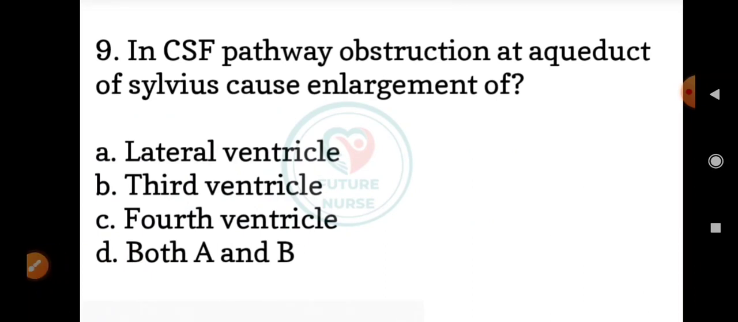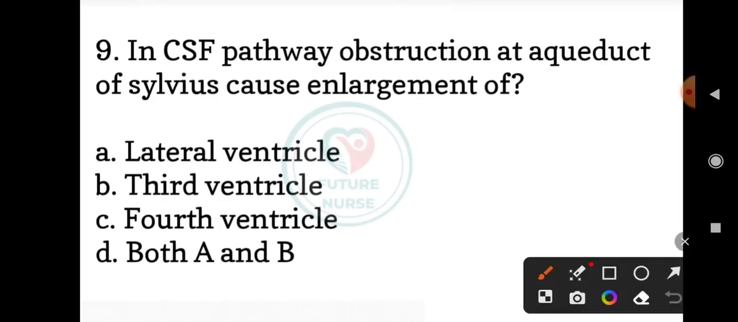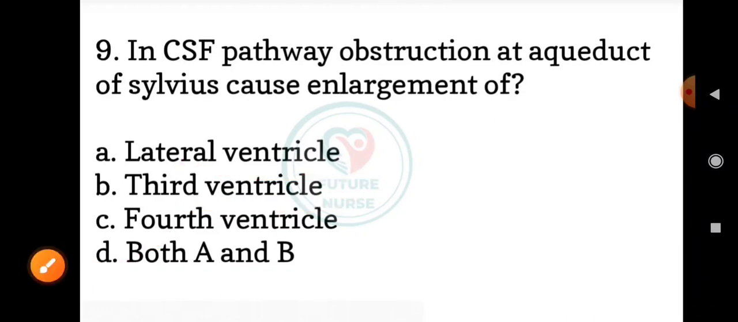In CSF pathway obstruction at aqueduct of Sylvius cause enlargement of. Options: lateral ventricle, third ventricle, fourth ventricle, both A and B. So the correct option is lateral ventricle and also third ventricle. So the correct option is both A and B. Next question.